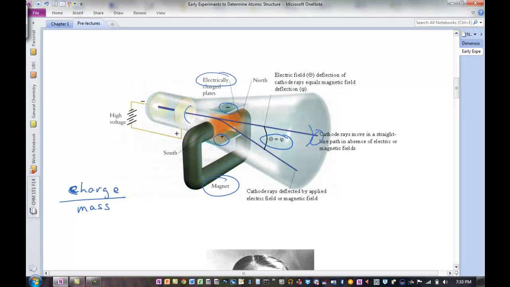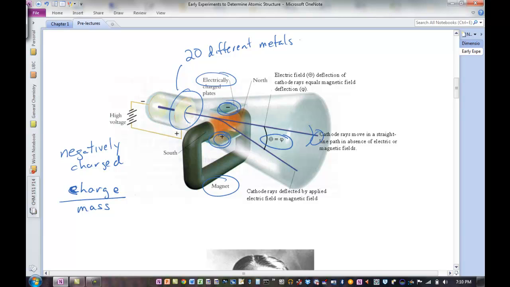And Thompson concluded, and he made a bit of a leap here, because a lot of scientists didn't believe him, but he knew they were negatively charged because they were attracted to the positive pole of the electric field and repelled by the negative pole. And another part of the experiment, he tried 20 different metals.